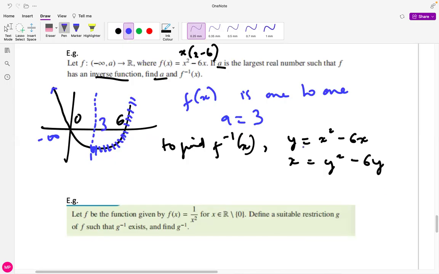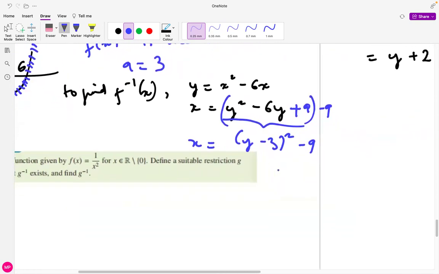We're going to complete the square. So half of 6 is 3. 3 squared is 9. So we plus 9 minus 9. Then this one is y minus 3 squared minus 9. And then here we will have x plus 9. Okay, let's take it slowly here. I have x plus 9 equals y minus 3 squared.